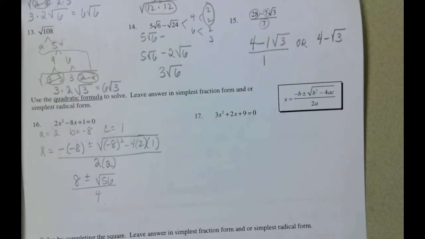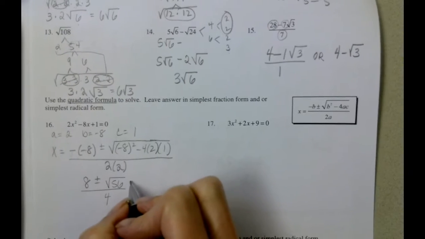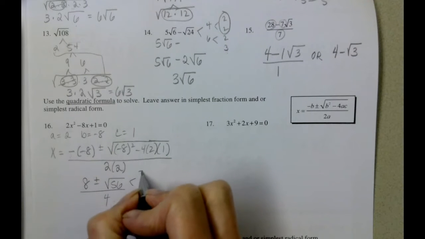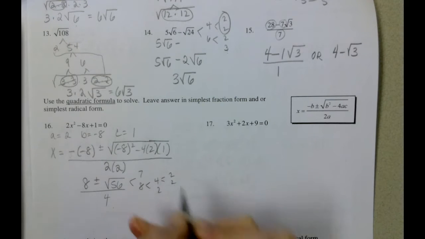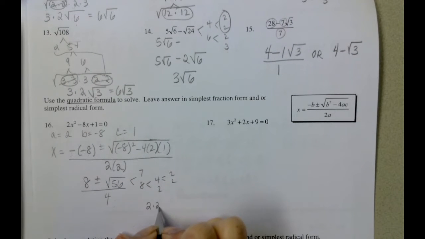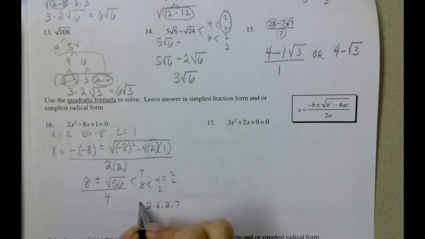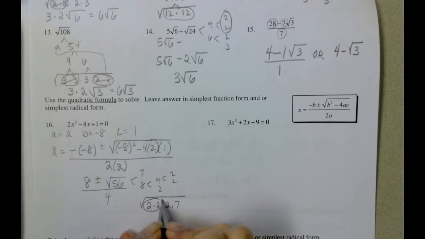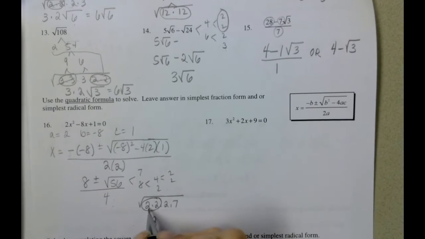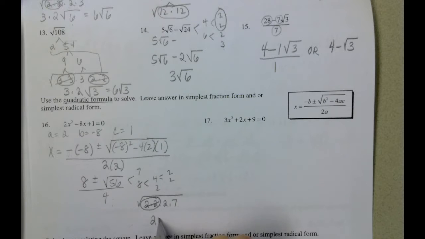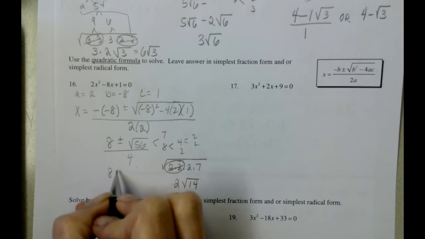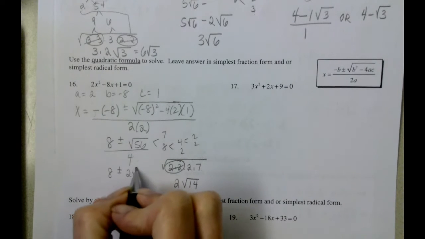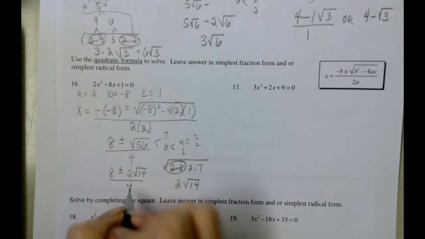Well, now, after all of that, we need to simplify 56. So 56 is 7 times 8, and 8 is 4 times 2, and 2 and 2. So we've got 2 times 2 times 2 times 7, and we need 2 of the same value to take out 1. So we're done with those 2's. We've got a single 2 and a single 7 here. 2 times 7 is 14. And we can put that value back in. So we get 8 plus or minus 2 square root of 14 divided by 4.